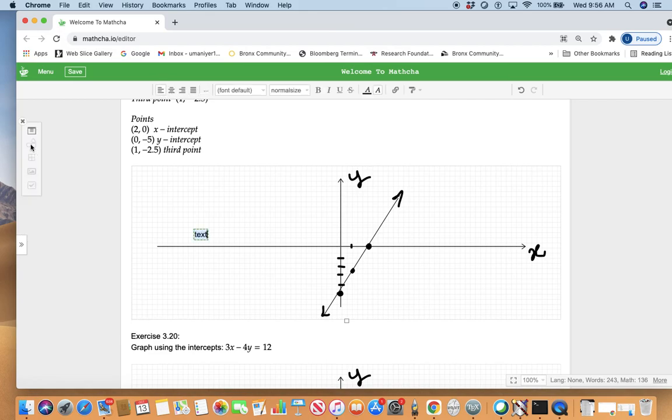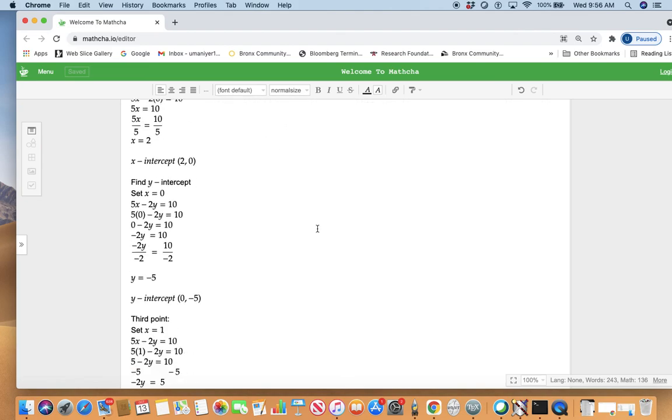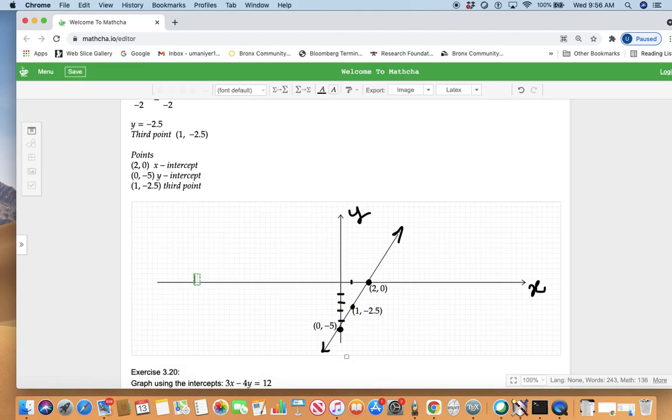Okay, so let's write down the points. 2, 0 is your x-intercept. 0, negative 5 is your y-intercept. 1, negative 2.5 is your third point. What was the equation of the line? 5x minus 2y equals 10.